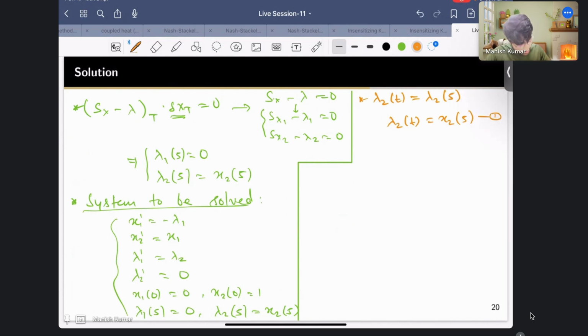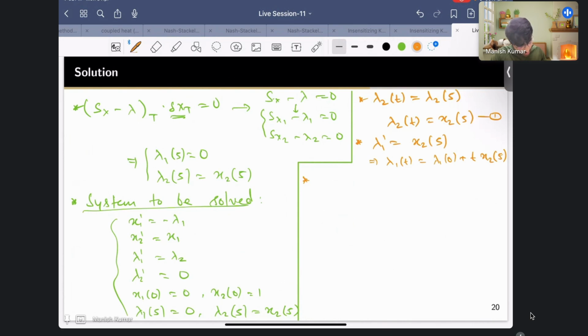Now this lambda 2 is somehow known to you, right? It's constant. Now I'll substitute it in lambda 1. Lambda 1 prime is equal to lambda 2, and lambda 2 is x2 at 5, which is a constant, not a function of time. So from here I can say lambda 1 at t is nothing but lambda 1 at 0 plus t times x2 at 5. This is the solution of the lambda 1 equation.